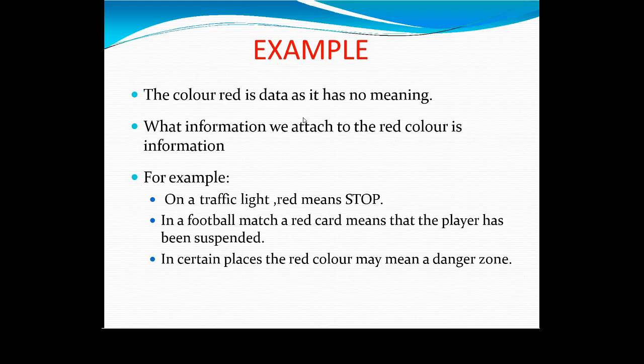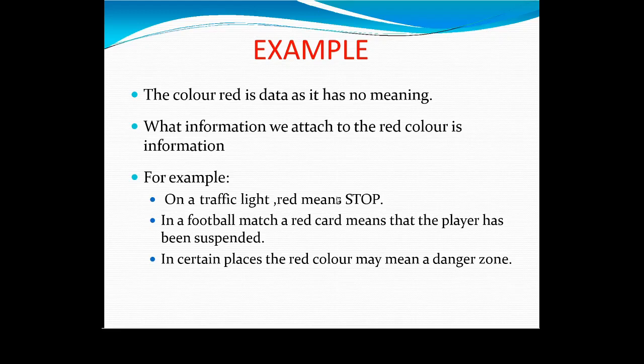Example of information. Suppose the color red. The color red is data. Why? Because it has no meaning. Red color, so what is the meaning? No meaning, so it is only data. What information we attach to the red color will be information. If we add something to red color, then that will be information.